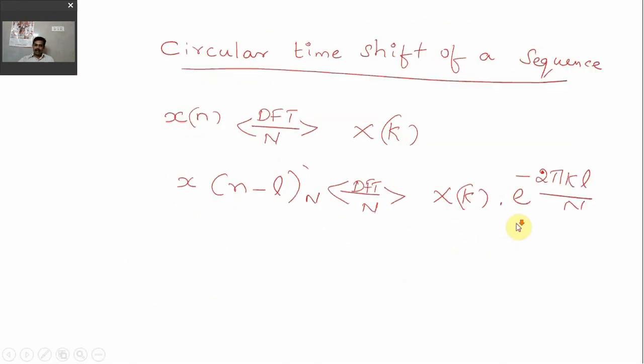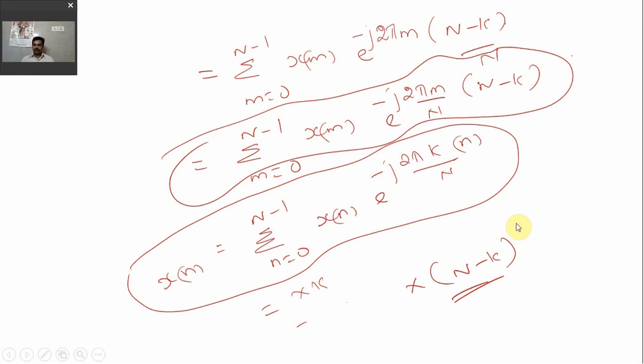So we can write it as DFT of x of N minus n is equal to X of N minus k. So if you are folding your time domain sequence, then your frequency domain sequence will also get reversed.